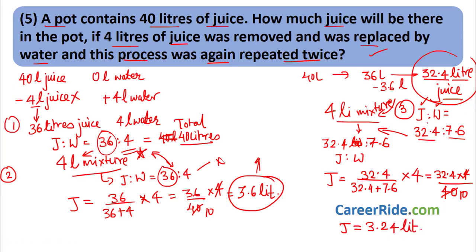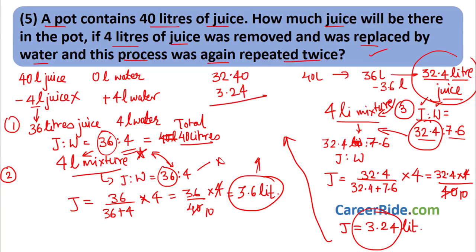So initially it was 32.4 liters. Now 3.24 has been removed. So how much juice is left? Let us see over here. It is 32.4 minus 3.24. What you will get over here? 10 minus 4 is 6, 3 minus 2 is 1, 12 minus 3 is 9. 29.16 liters of juice is still left, right? So 29.16 liters of juice is left.